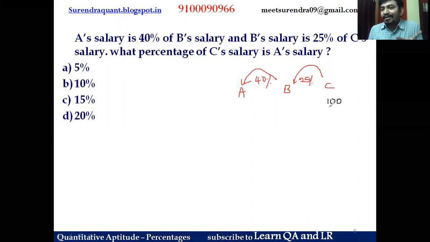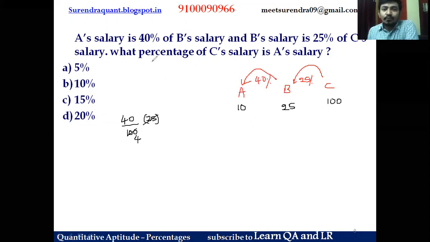Now B is what? B is 25% of 100. So 25% of 100 is 25 only. What about A? 40% of 25. 10% of 25 is 2.5, so 40% is 4 times 2.5, which is 10. Or if you have any doubt, you can write it like this: 40% of 25. So 25 goes 4 times, 40 by 4, 10.